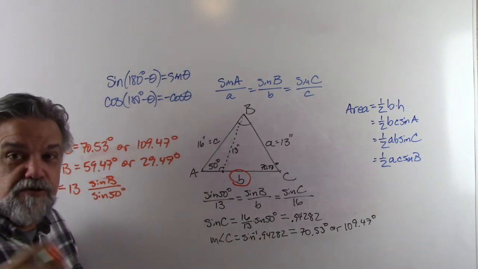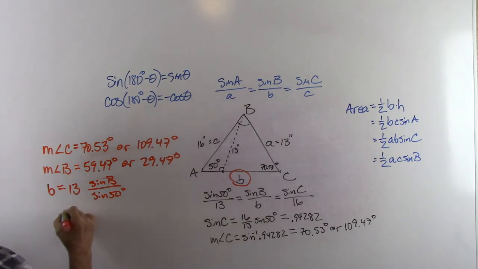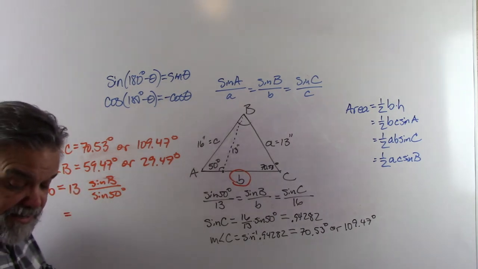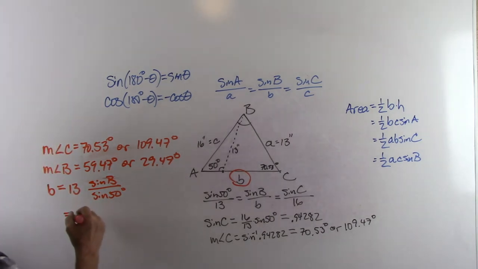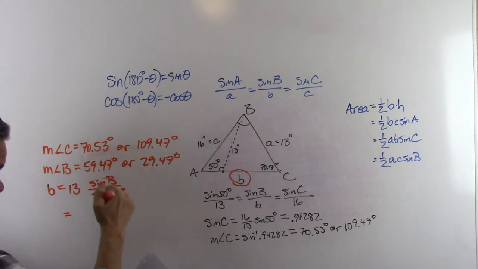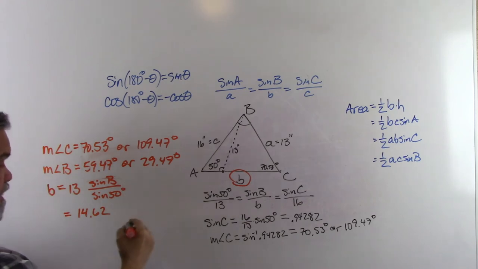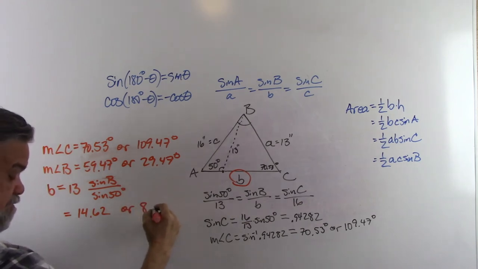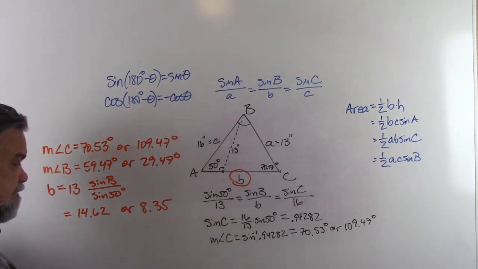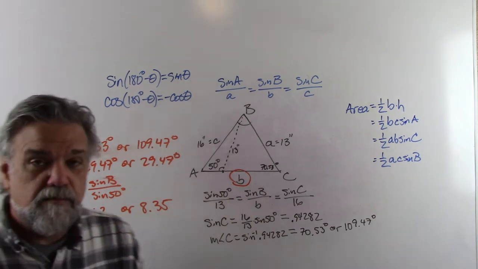And since we have two different answers for the sine of angle B, we're going to get two different answers for side b, okay? Either by using this angle, I'm going to get 14.62, or by using this angle, I'm going to get 8.35, okay? So I get two possible answers.